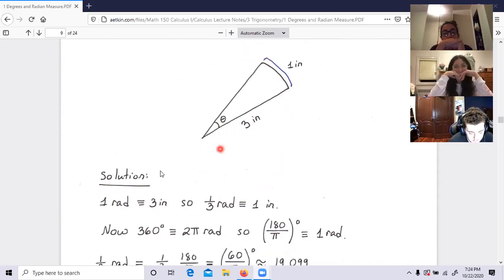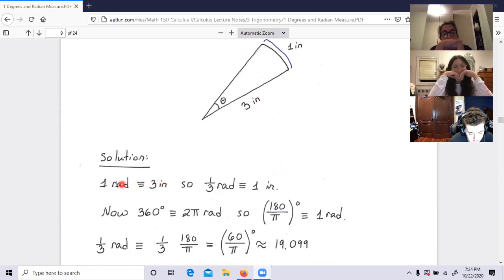So if one radius is the same as 3 inches, some people get confused. Maybe in school you were told pi equals 180. How many were told pi is equal to 180? If you were told that, that's wrong. Pi is 3.14, and 180 is not 3.14. The relationship is this: 1 kilometer is 1,000 meters, the same distance measured in different units. Similarly, the angle measured by pi radians is the same angle measured by 180 Babylonian slices. So here 1 radian corresponds to 3 inches.